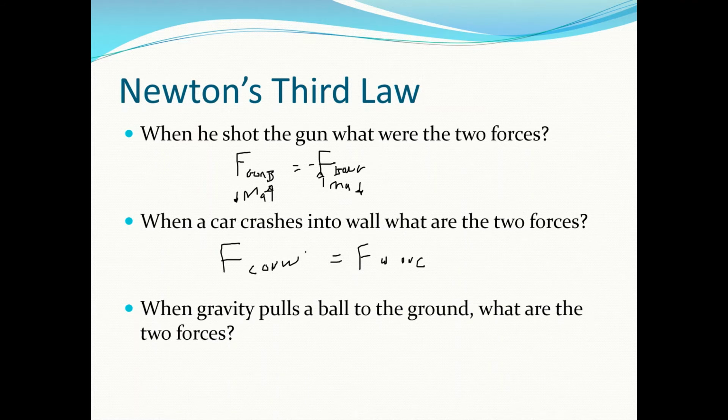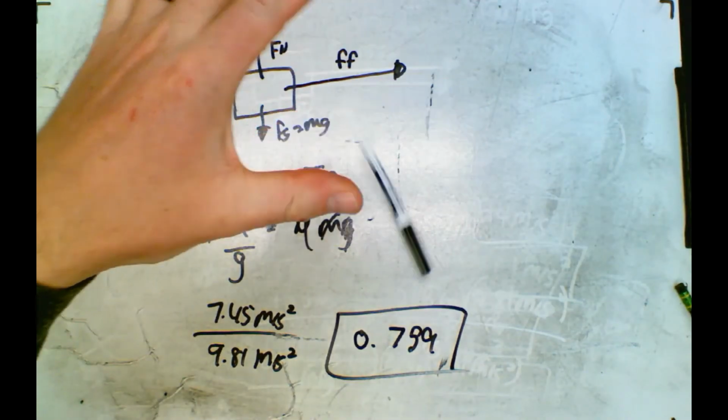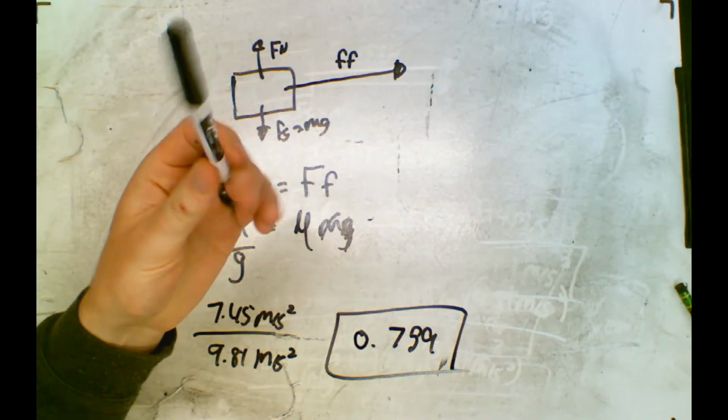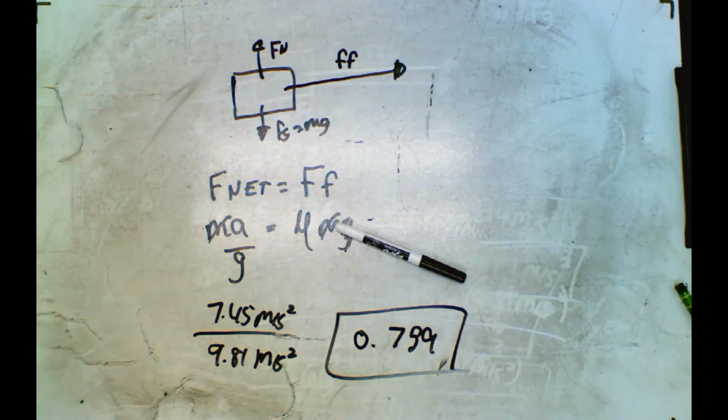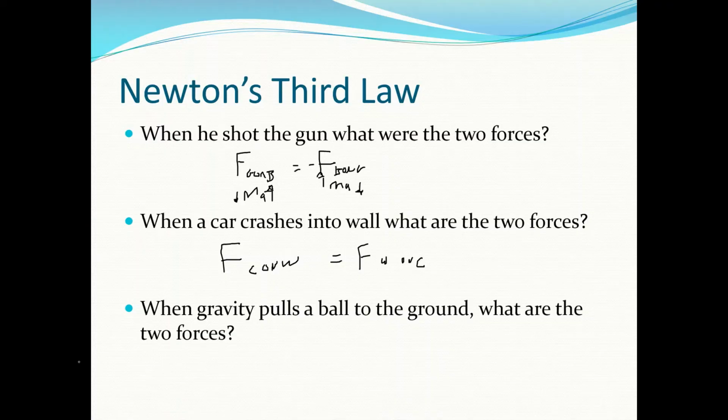So this is kind of a weird one. When gravity pulls a ball to the ground, what are the two forces? If I drop this pen, gravity makes it fall. What are the two Newton's third law forces acting on it? They can't be different things, and we have to follow the same pattern. There's a force of gravity of the earth on the pen, which is pretty obvious. The earth pulls the pen towards it. But what's not so obvious is there's a different force of gravity of the pen on the earth. The pen is actually pulling the earth up towards it.